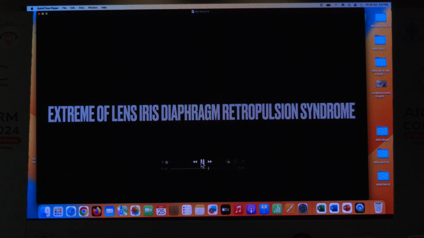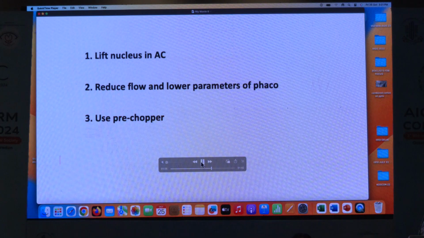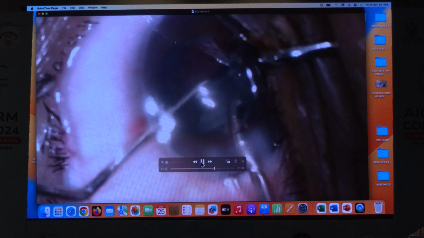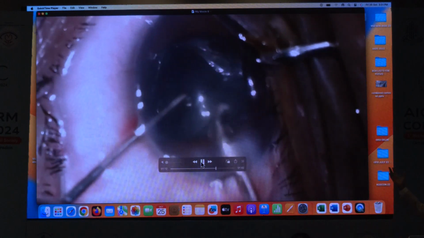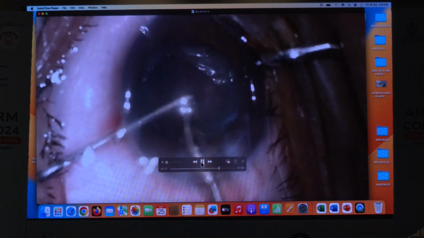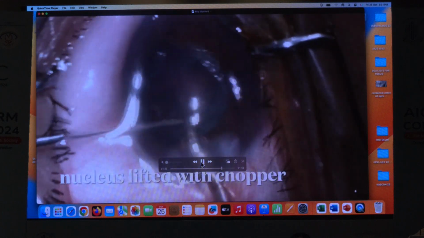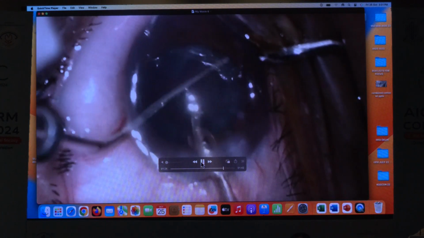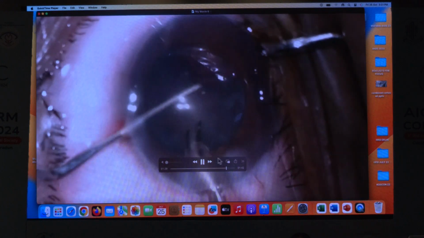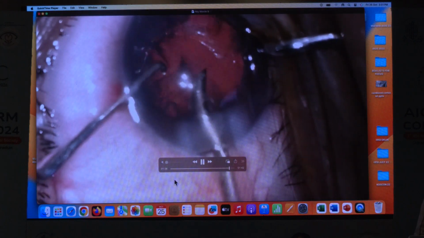You will see the lens iris diaphragm is coming forward. You can see here the iris is moving, coming forward, and I am trying everything, but because of the iris movement it is very difficult to do the phacoemulsification. So whenever such a thing happens, what will you do in this situation? I want to ask Ragini here, or one minute.